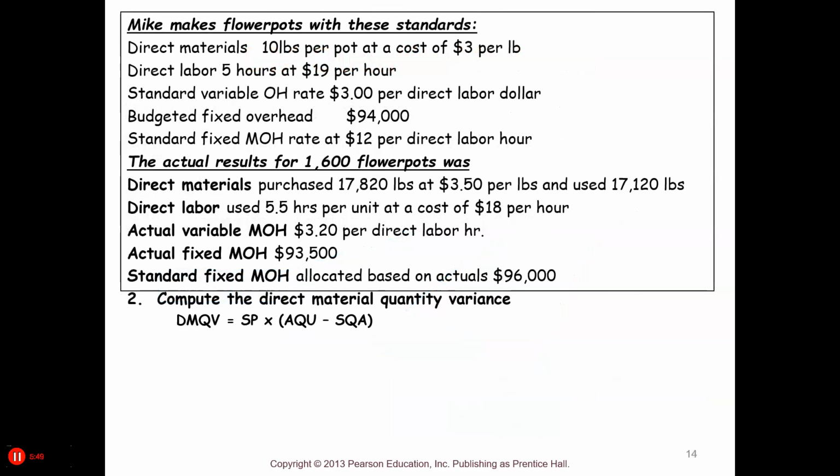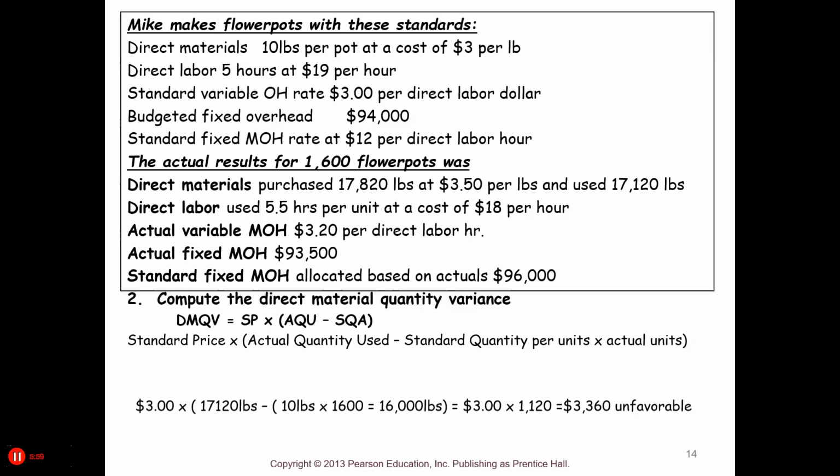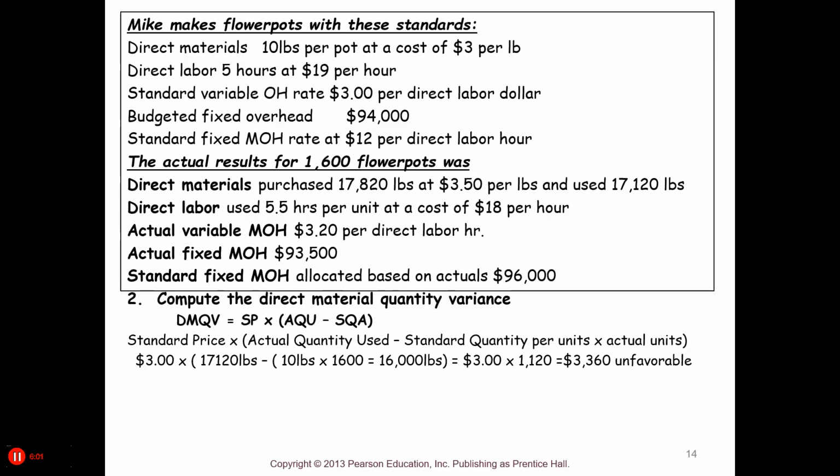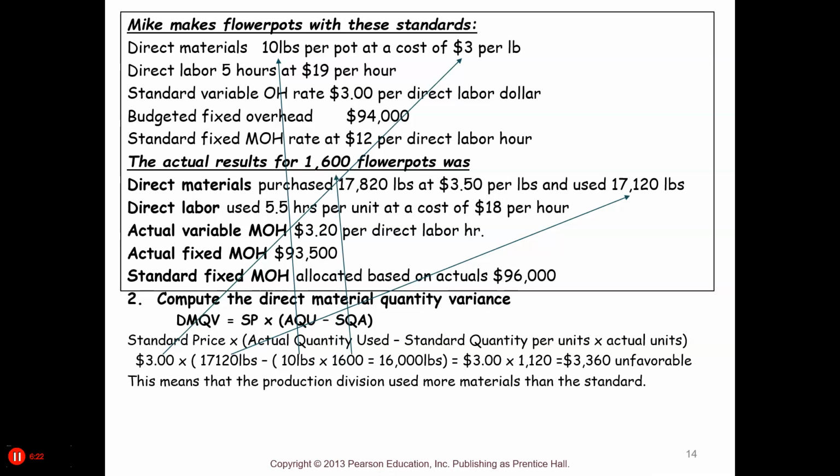There's our formula. So we're going to take our standard price again times the actual quantity used minus the standard quantity per unit times the actual unit. So here's what that looks like. We took the $3, which is our standard, the quantity used. Remember, it's not purchased in this formula, it's the quantity used. And then we're going to take the standard pounds per unit times the units produced.